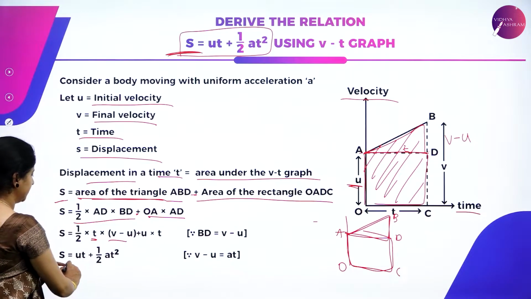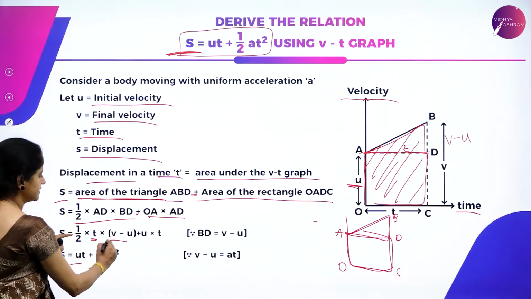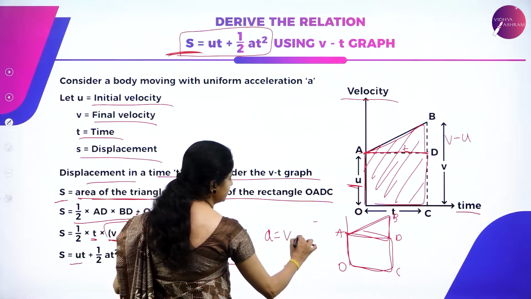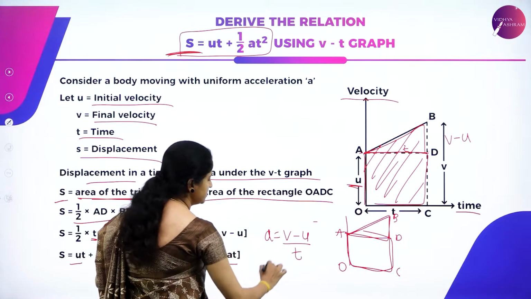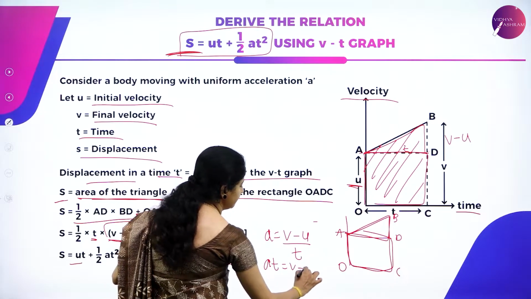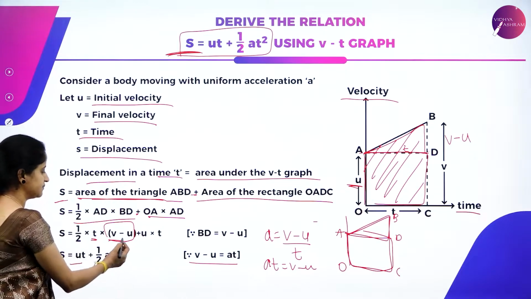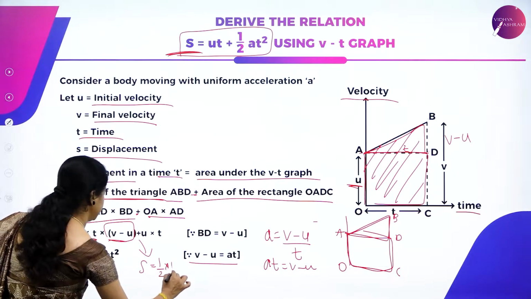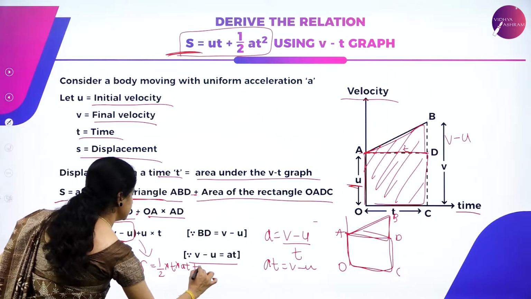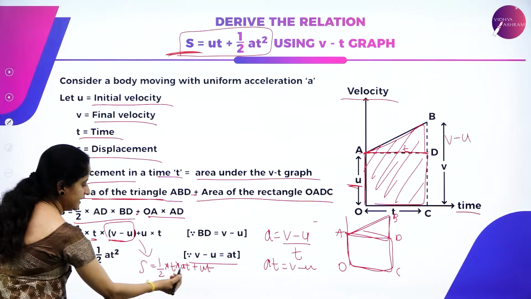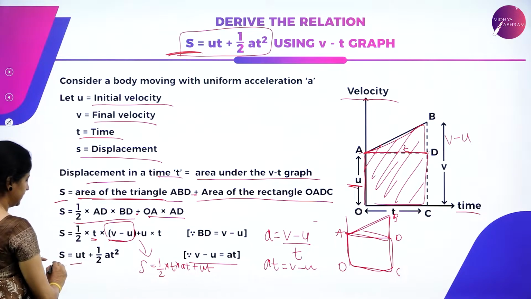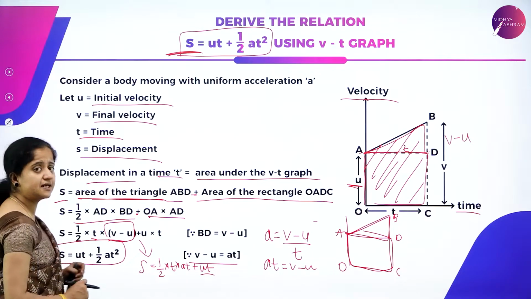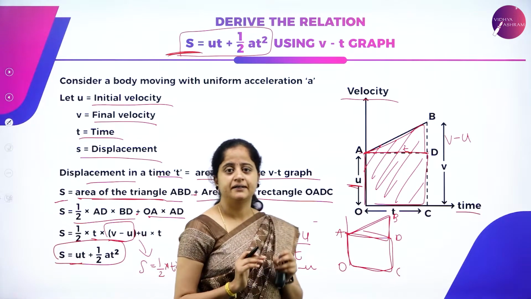This U into T is nothing but UT, half we have here, and next V minus U is nothing but AT, because we have derived an expression for acceleration, that is V minus U divided by T. From this we can write AT is equal to V minus U. So, in place of V minus U, you can substitute AT. What will we get? S is equal to half into T into AT plus UT, or it can be written as AT into T is nothing but AT square. So, S is equal to UT plus half AT square. This is the kinematic equation for displacement.